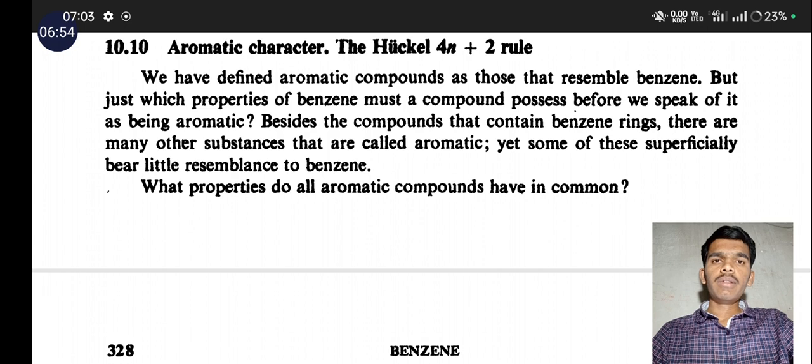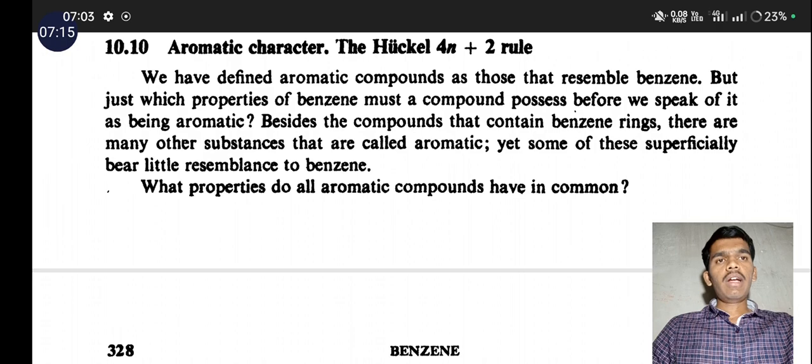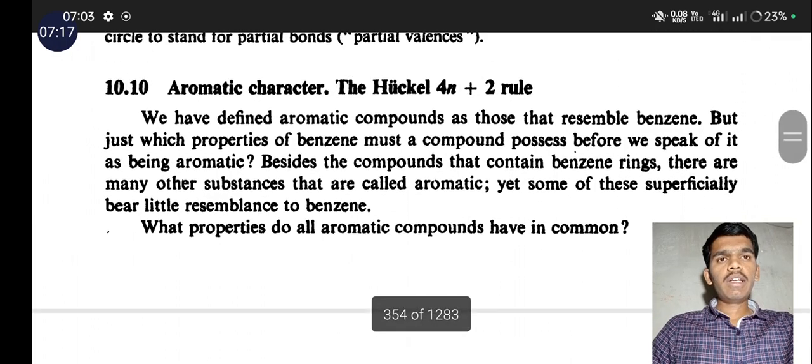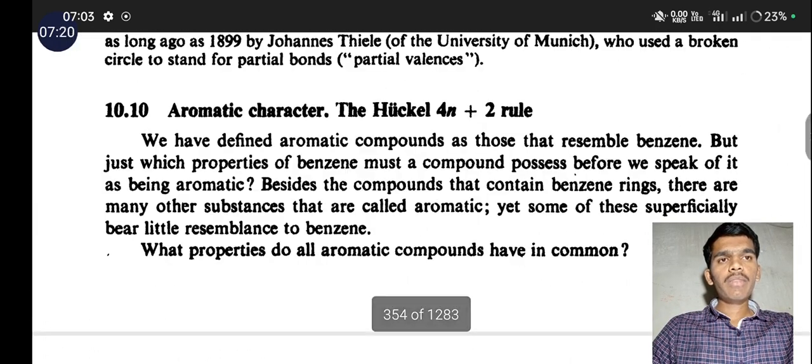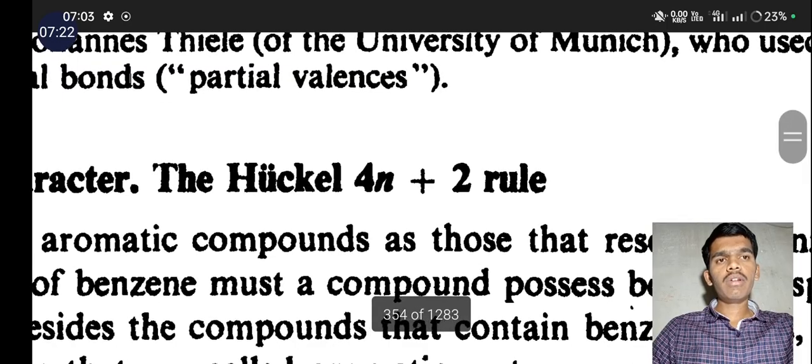It will be one and a half, two covalent bonds with two neighboring carbons, and one covalent bond with hydrogen, which is also a covalent bond, and these three bonds will be formed because of the sp2 hybridization. And here is the formula for Huckel rule, the 4n plus 2 rule.